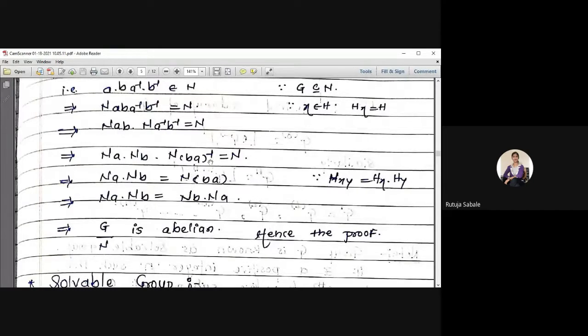By post multiplying by NBA, we get the identity element, and we get N into BA equal to NA into NB equal to NBA into NA. Hence, every element of G by N is in the form of NA and NB. Here we get NA into NB is equal to NB into NA. Hence, G by N is abelian. So this is the proof of the doubt.